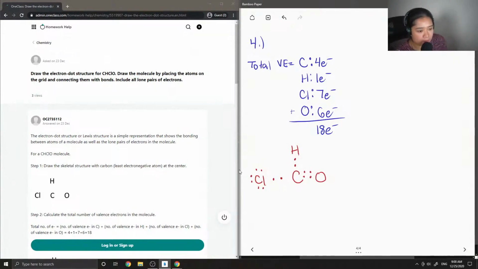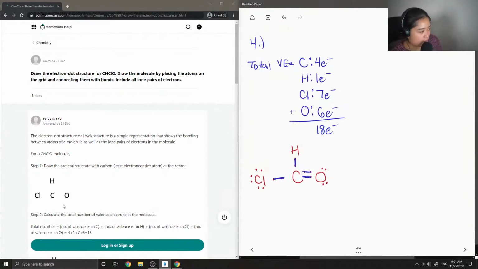And now let's count out all the electrons that we have drawn so far. We have 4, 5, 6, 7, 8, 9, 10, 11, 12, 13, 14. So we need to draw 4 more. So they'll just be lone pairs on the oxygen. So if we were to connect all of the bonds, we have a single bond with hydrogen, single bond with chlorine, and then a double bond with oxygen.